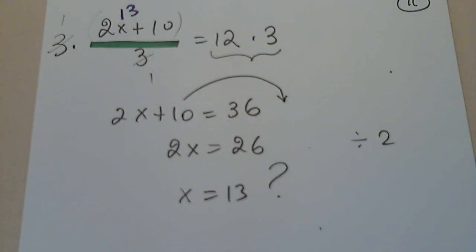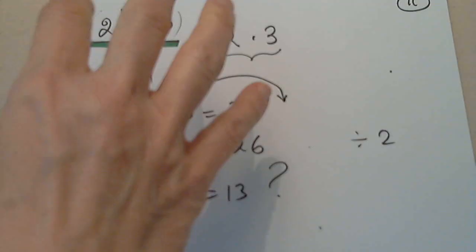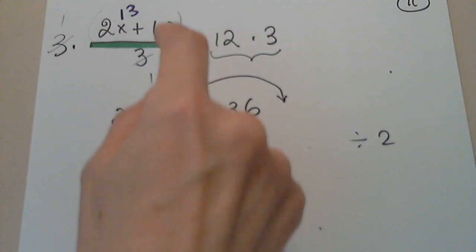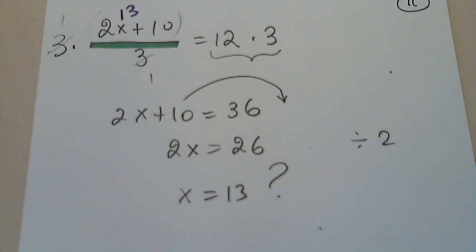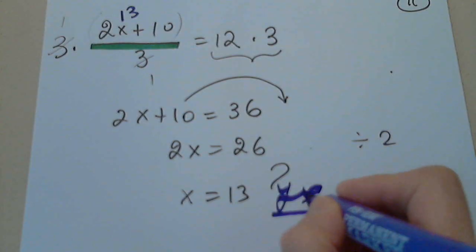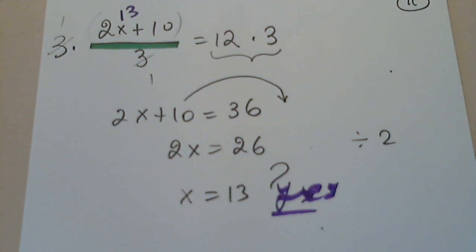2 times 13 is 26. 26 plus 10 is 36. 36 divided by 3 will be 12. So now, confidently, I say yes. And there is no other solution.